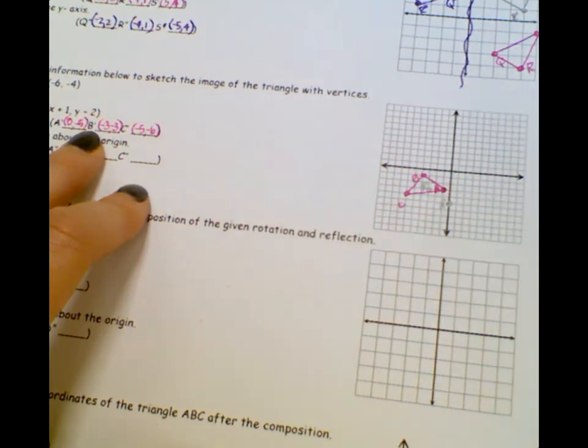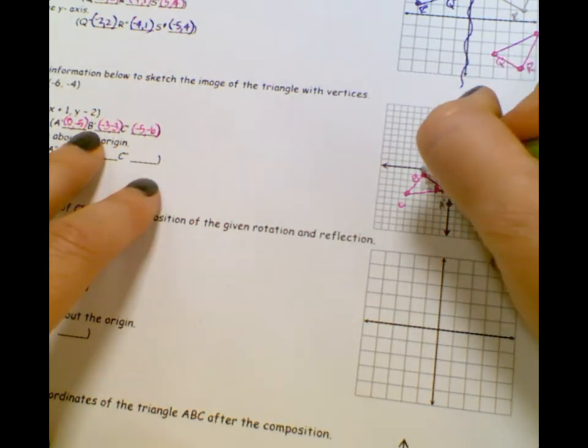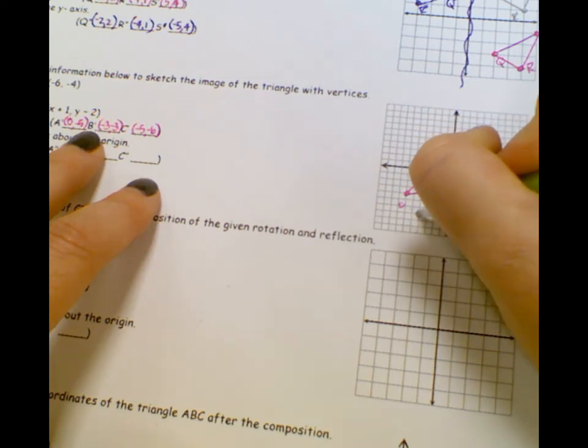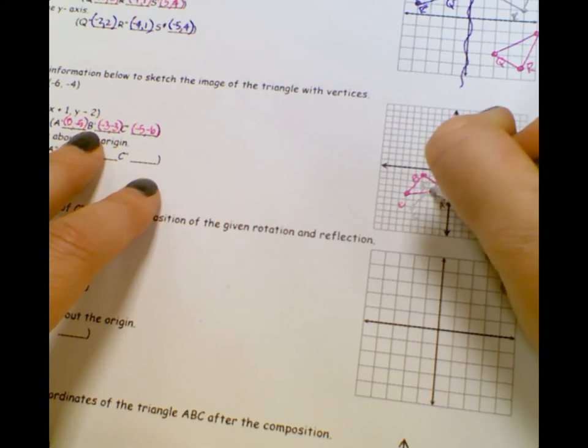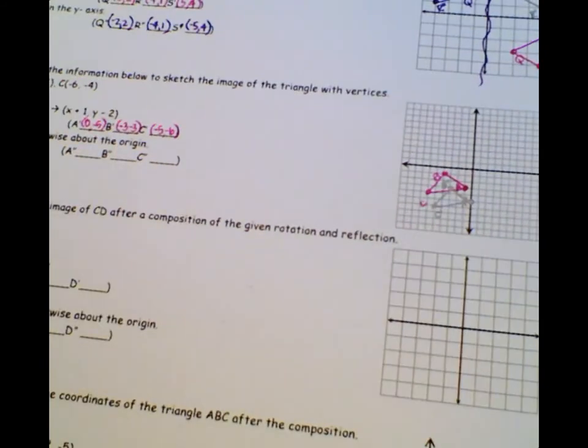And don't worry if it's getting on top of the other triangle. It doesn't matter. 1, 2, 3, 4, 5. 1, 2, 3, 4, 5, 6. There's my new C. There he is, looking good.